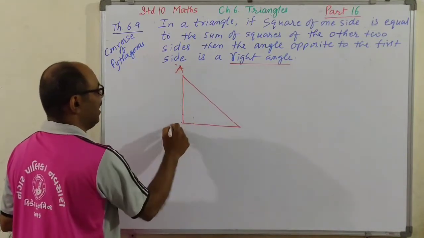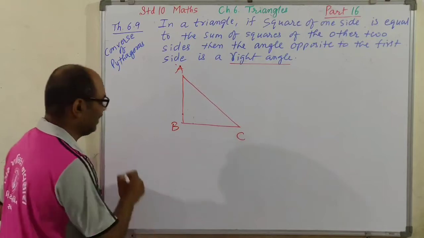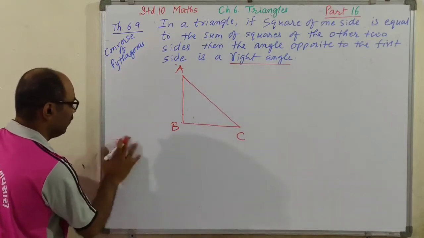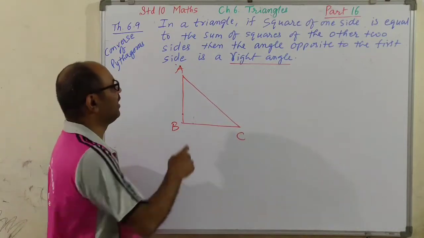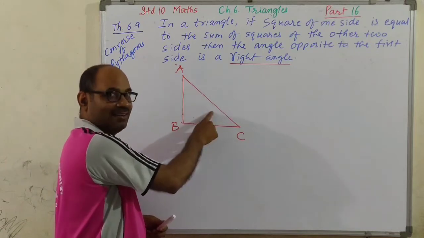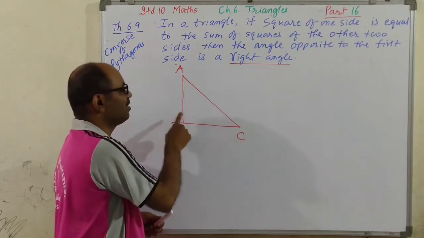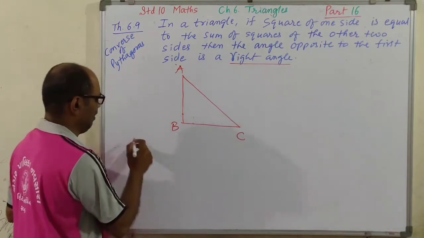Now this is triangle ABC. Data. First we'll discuss data. AC square is equal to AB square plus BC square. Okay. Let me write.